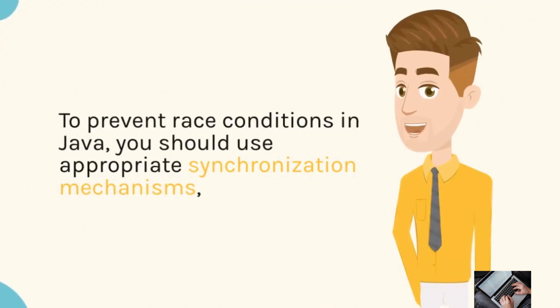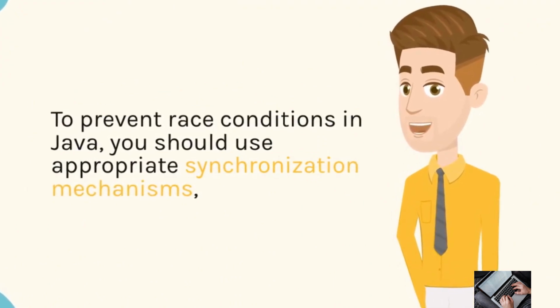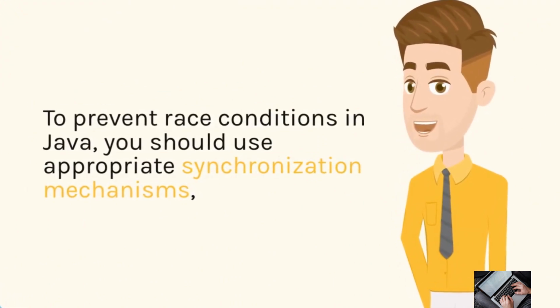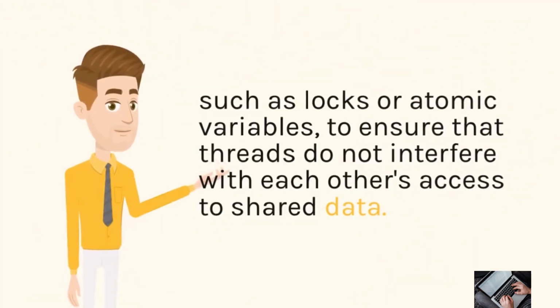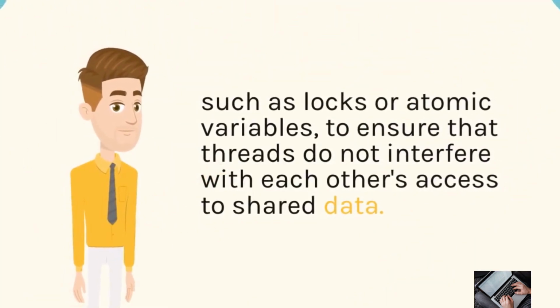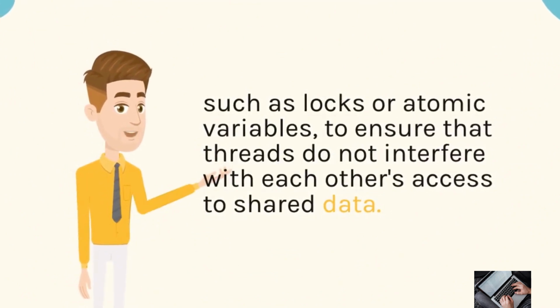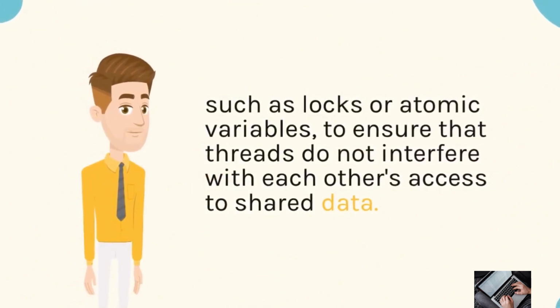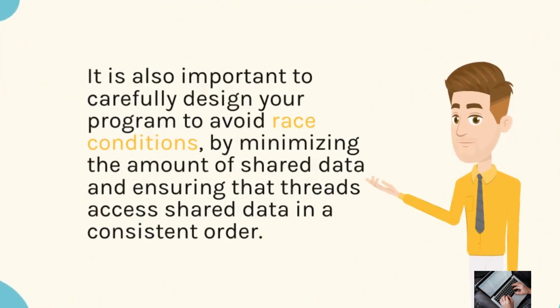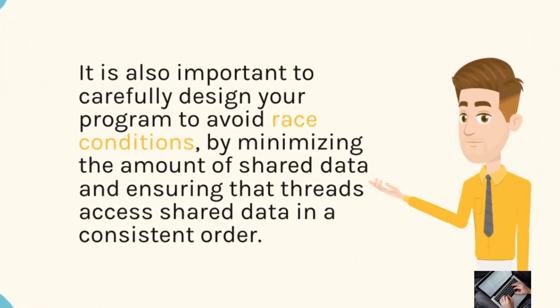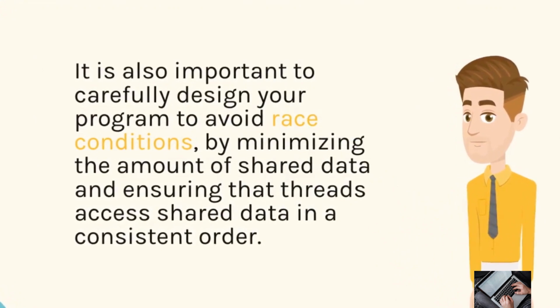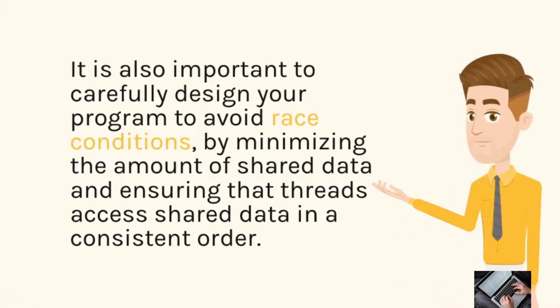To prevent race conditions in Java, you should use appropriate synchronization mechanisms, such as locks or atomic variables, to ensure that threads do not interfere with each other's access to shared data. It is also important to carefully design your program to avoid race conditions, by minimizing the amount of shared data and ensuring that threads access shared data in a consistent order.